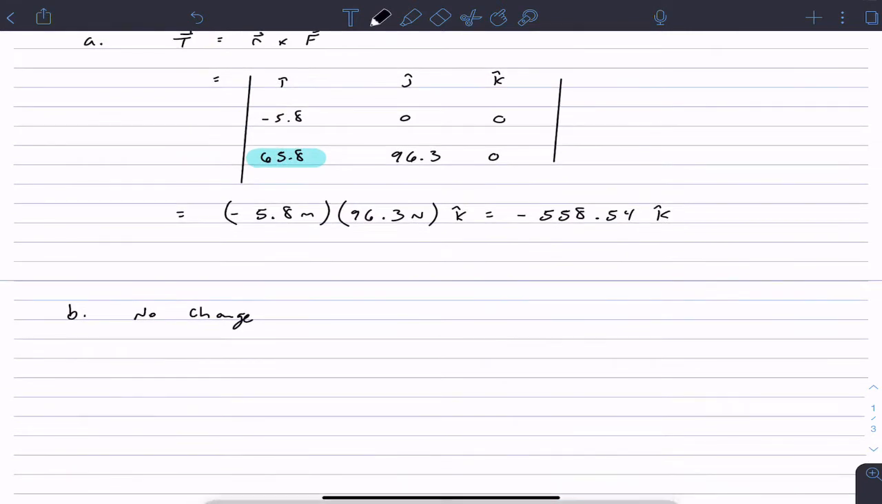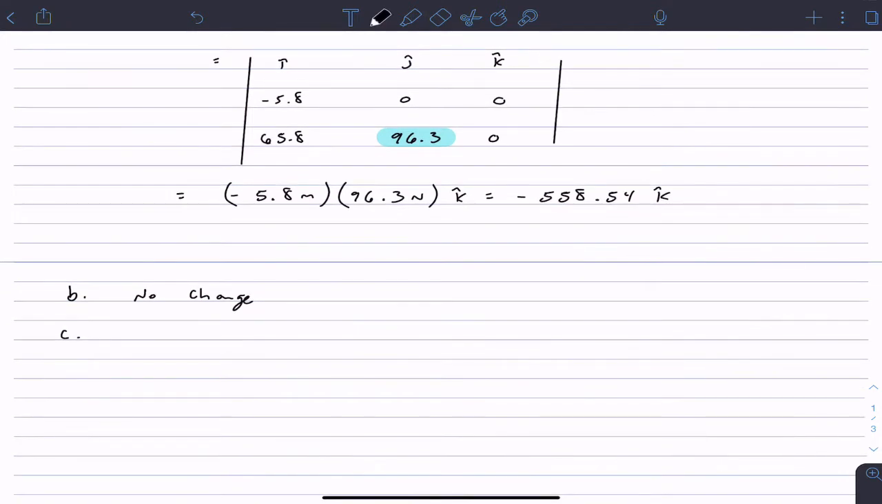Right? Part C, what happens if the force's y component increases while the x component remains constant? Well, if this increases, then this value is going to increase as well in the negative k hat direction. So what does that mean? It means it's going to be larger. So that means that the torque will be larger. I guess we'll just say will increase in the negative k hat direction.